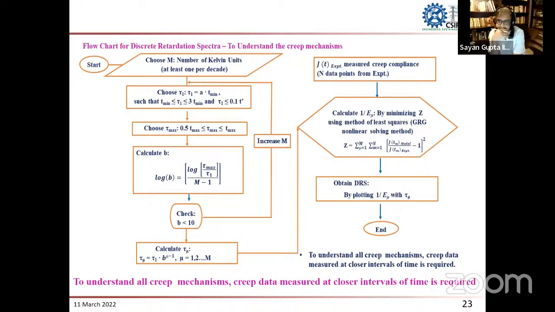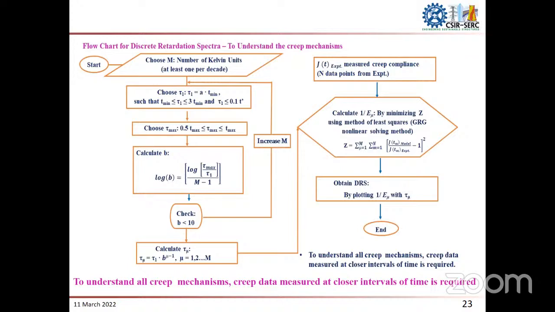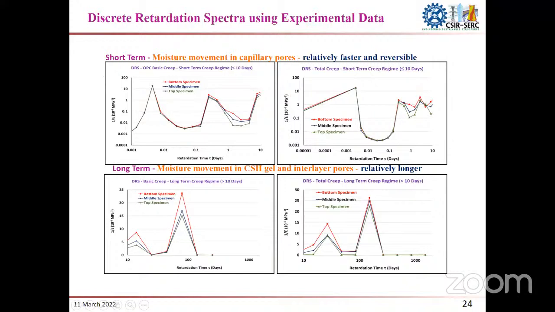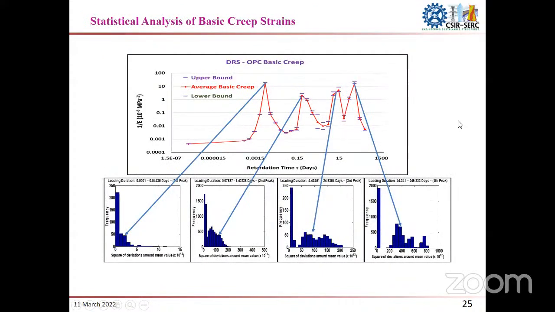This is the procedure for obtaining the discrete retardation spectrum. The main idea is to choose the retardation times at logarithmically equidistant spacing. This is the retardation spectra. Here we observe that for total creep there are 3 short-term peaks and 2 long-term peaks, about 5 peaks in all. For basic creep, there are 2 short-term peaks and 2 long-term peaks.